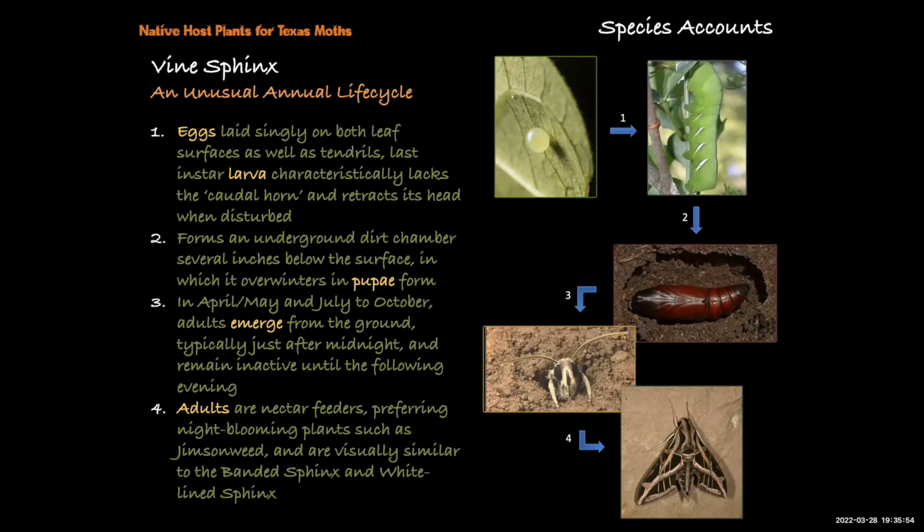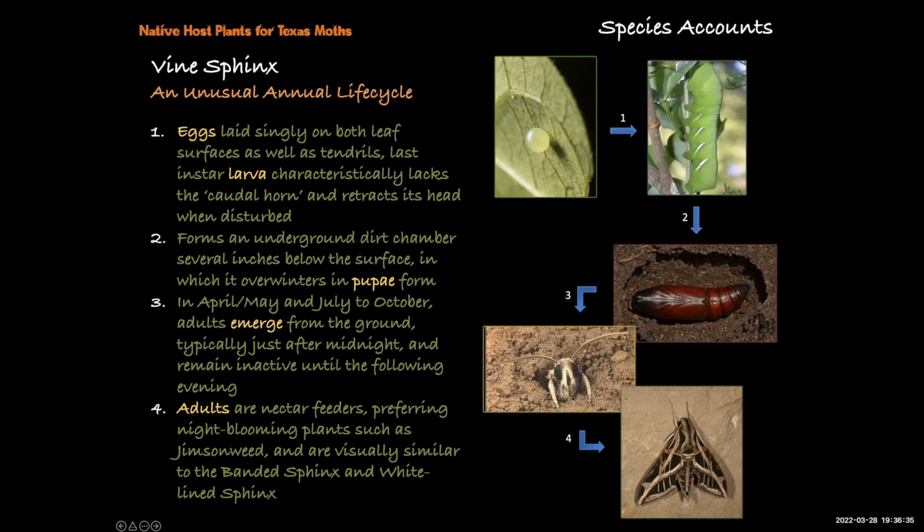Now that we're talking about vines, and I've gone through the last association, I want to show you something that's a little unusual, but it applies to most sphinx moths. The vine sphinx, like most moths, lays their eggs singly on leaf surfaces, both the top or the bottom, as well as the tendrils. And then its larva, the last instar, remember I told you about 5 different instars, when it molts for the final time, the last instar actually loses that caudal horn, which is normally at the back end of the caterpillar. So that's one way you can tell that's what you're seeing.